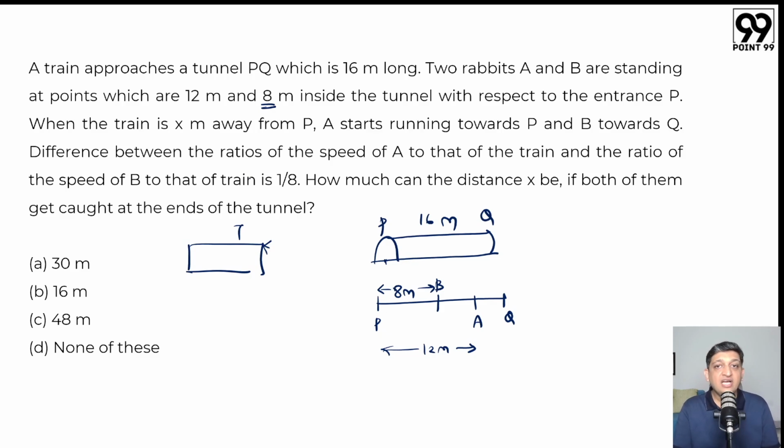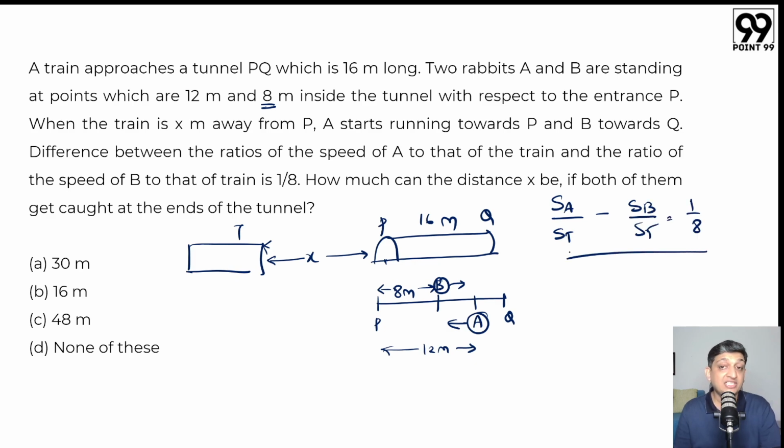Now what is happening? When the train is X meters away from P, so if this distance is X meters, A starts running towards P and B starts running towards Q. So A will start running in this direction and B will start running in this direction. Now what is going to happen? The difference between the ratios of the speed of A to that of the train, so speed of A to speed of train, and the ratio difference has to be found. So SA by ST minus SB by ST is going to be 1 by 8. So that is what we know here.